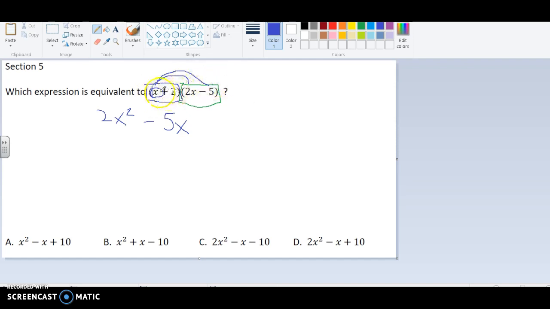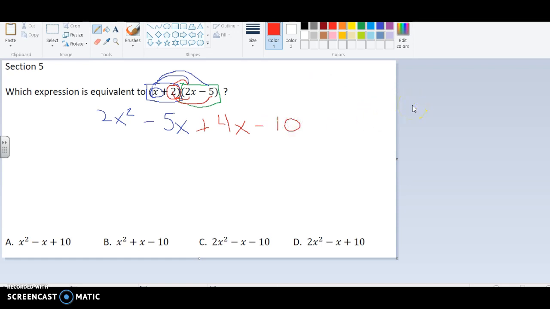But I also need to make sure I distribute this 2. So I'm going to switch colors for that. So now I have to distribute this 2 to everything inside of that set of parentheses. So 2 times 2 is 4. I'm going to have plus 4. Then I also have an x there, so plus 4x. And then 2 times -5, so that's minus 10.